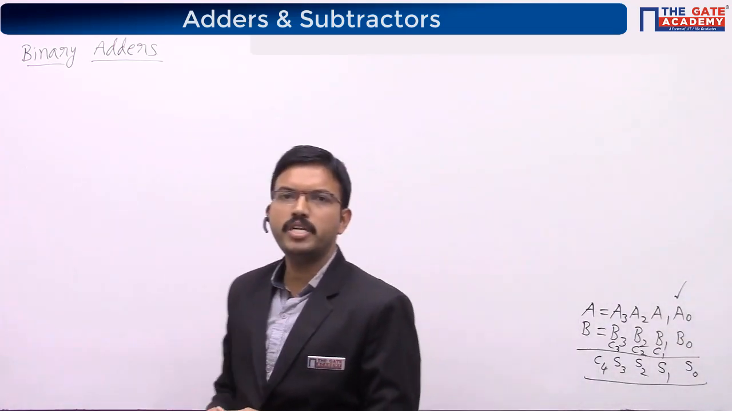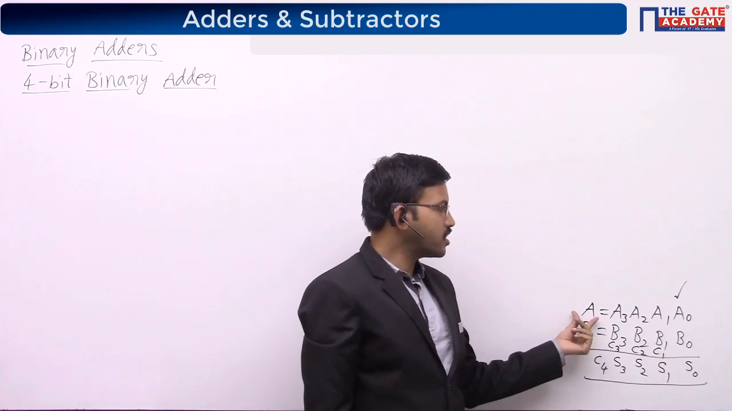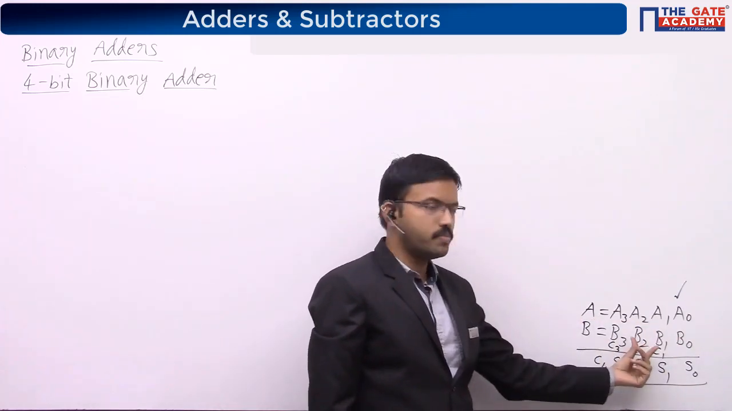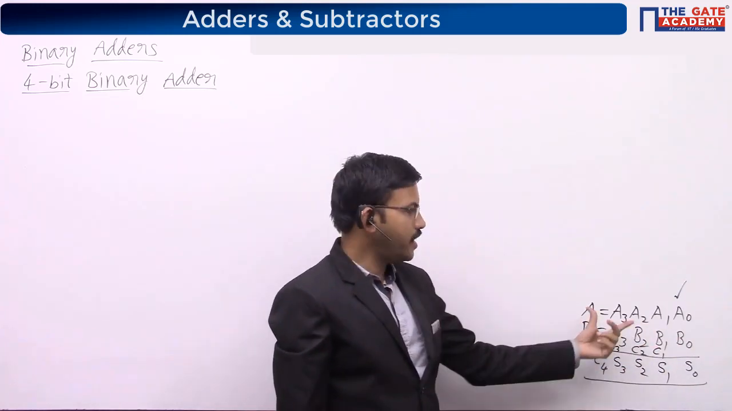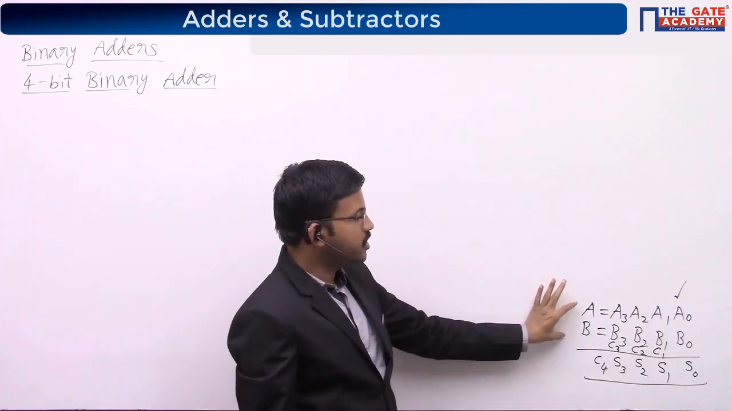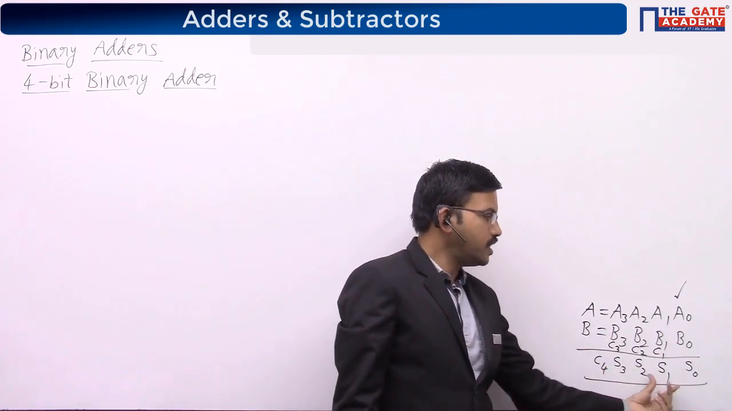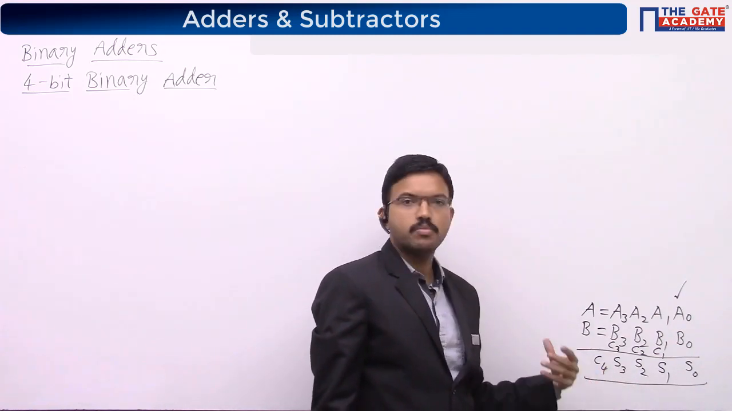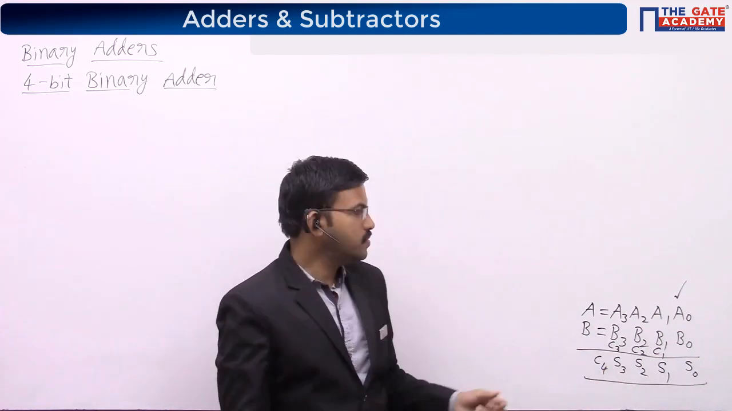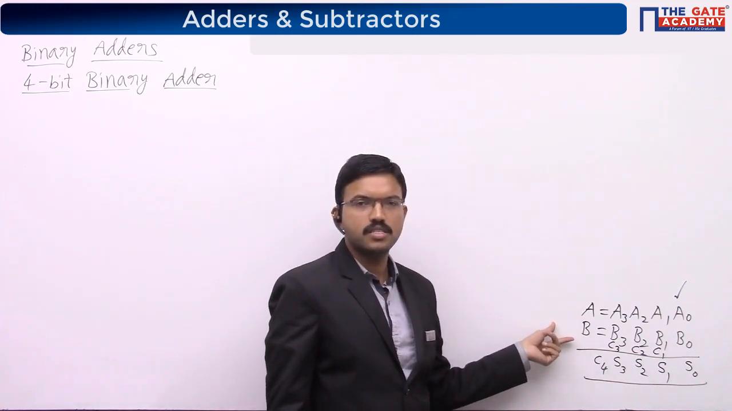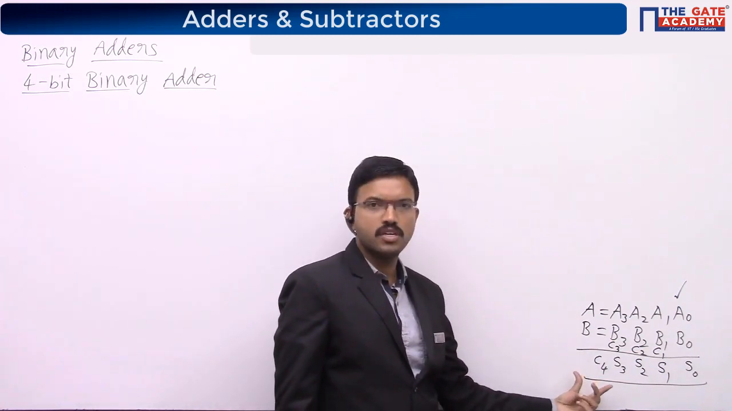Next one, 4-bit binary adder. Here I have considered A is a 4-bit number, B is a 4-bit number. Write down this example. I have performed the addition of two 4-bit numbers. Here I am getting the resultant sum of at most 5 bits. So when we are adding two 4-bit numbers, the resultant sum can have at most 5 bits.